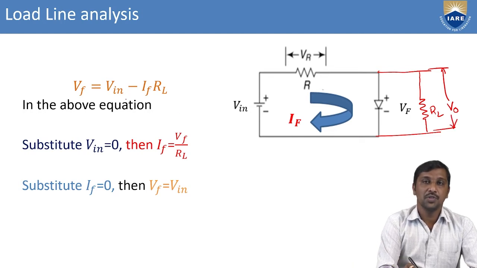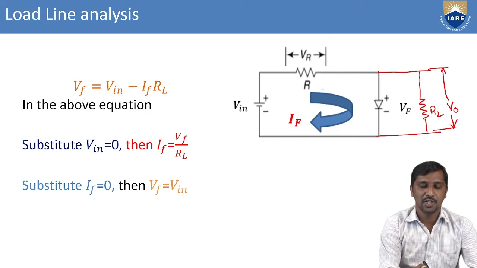So we observe this relation. Which relation did we observe here? The diode forward voltage is represented as Vin minus IF into RL. To define the quadratic points here, first I am going to substitute Vin equal to 0.